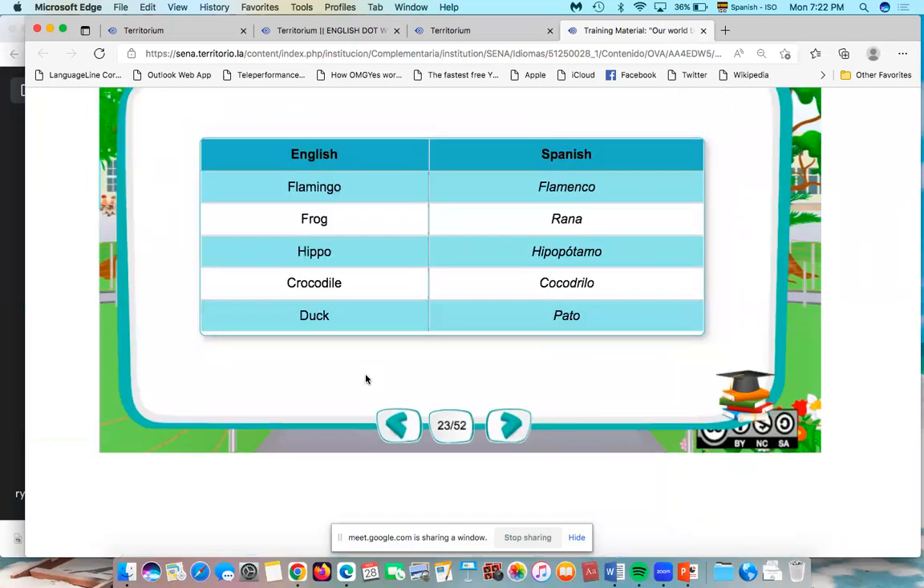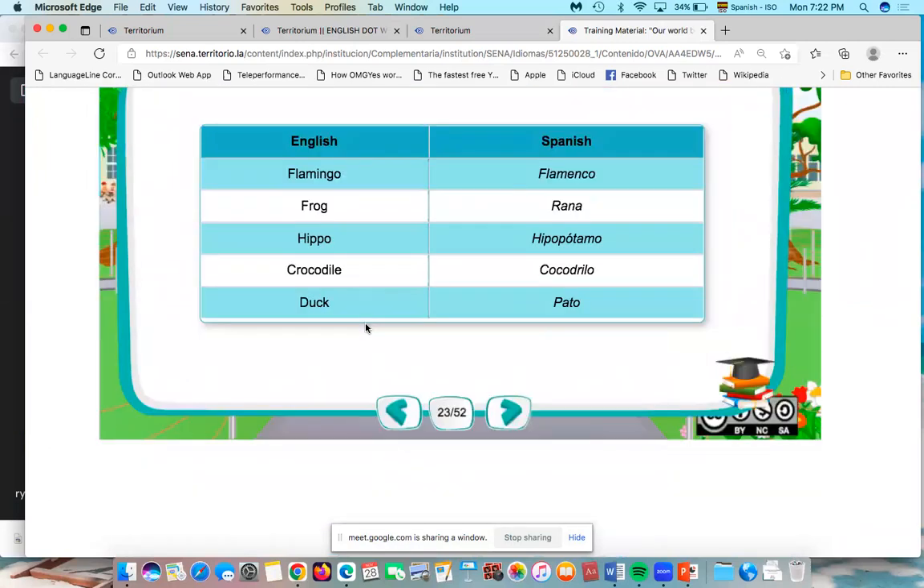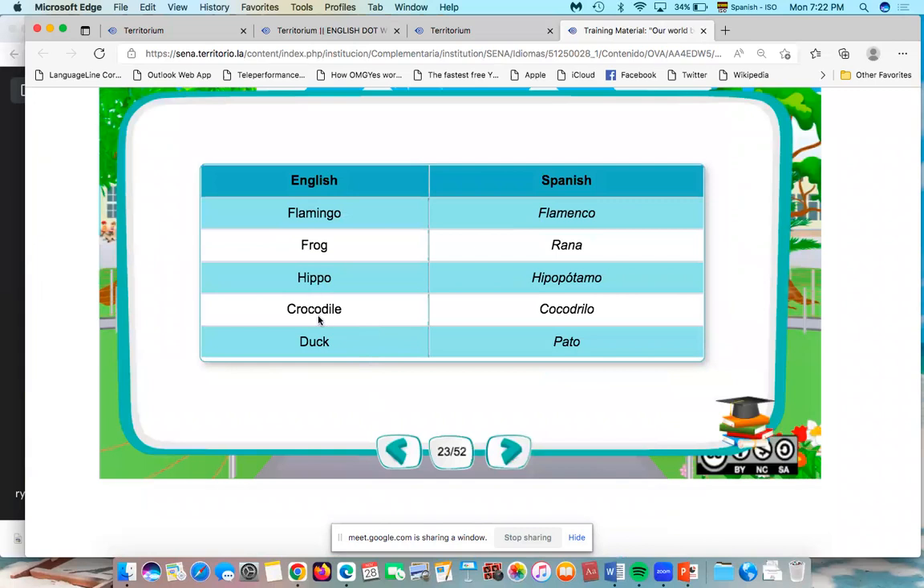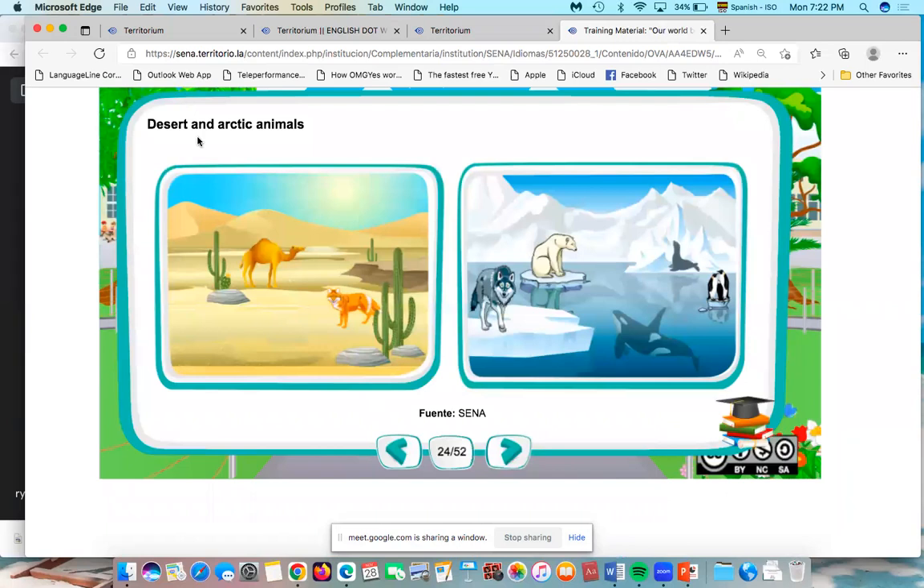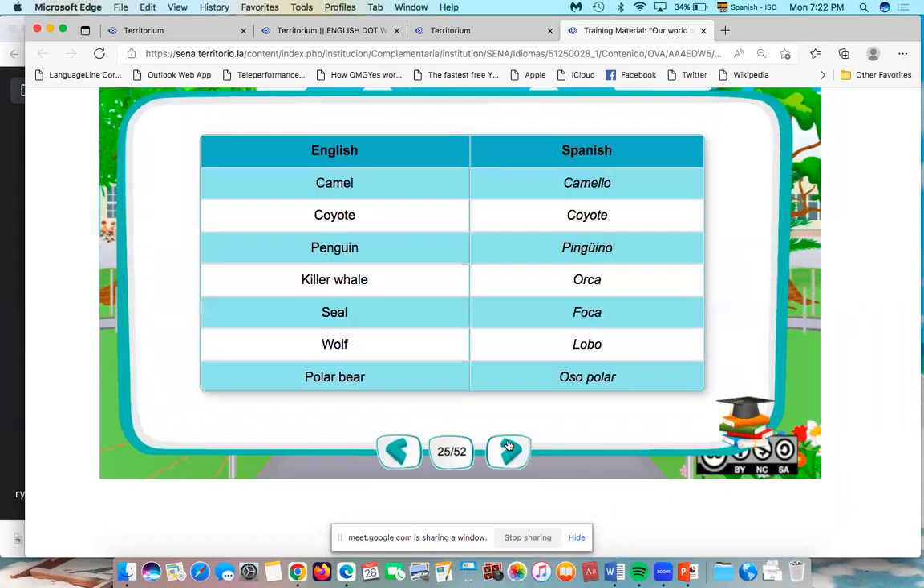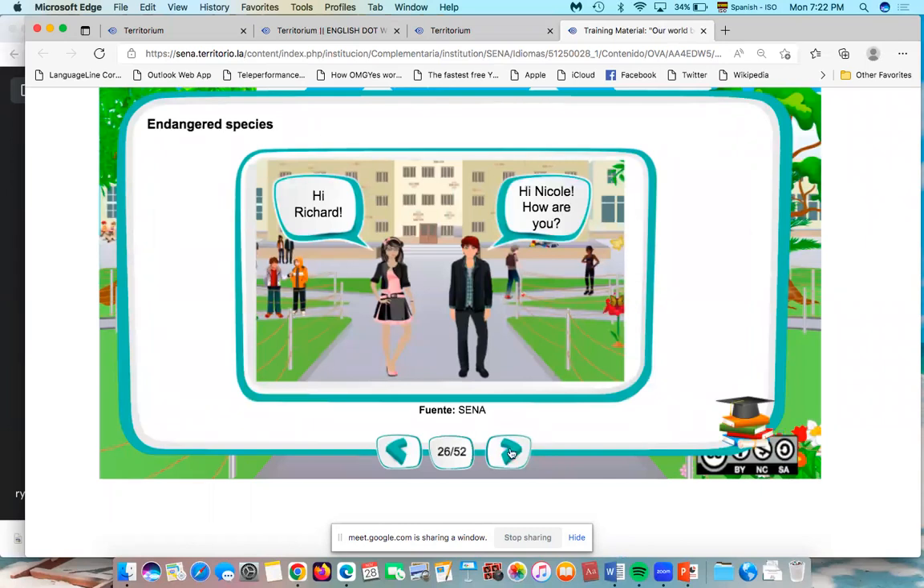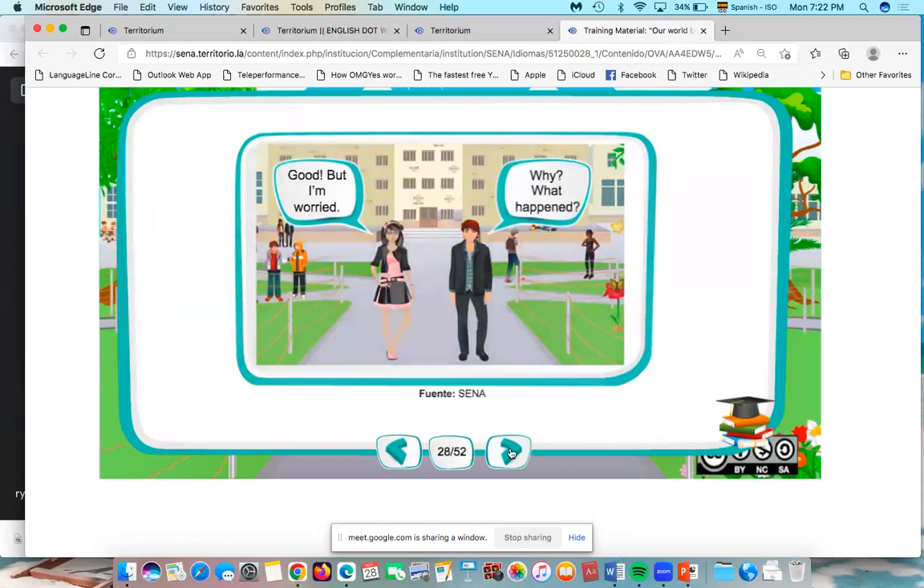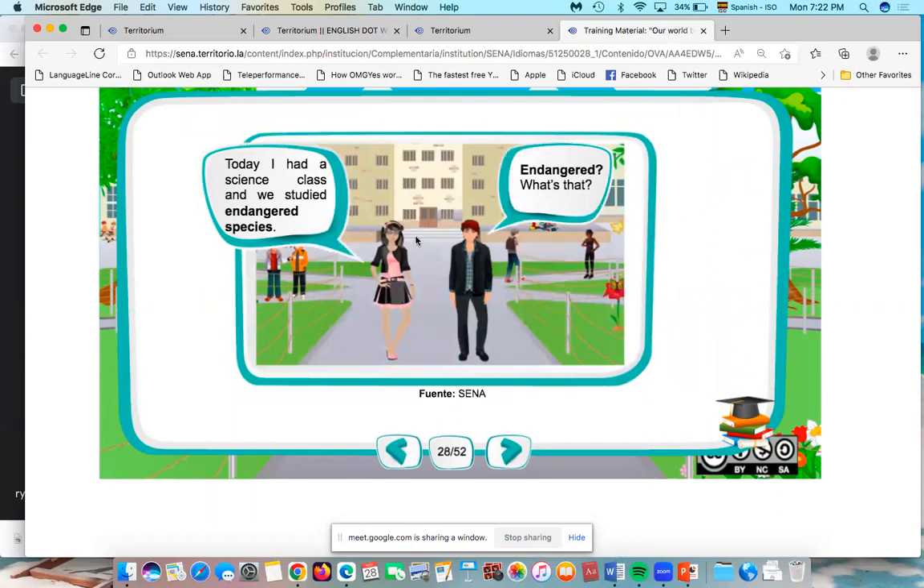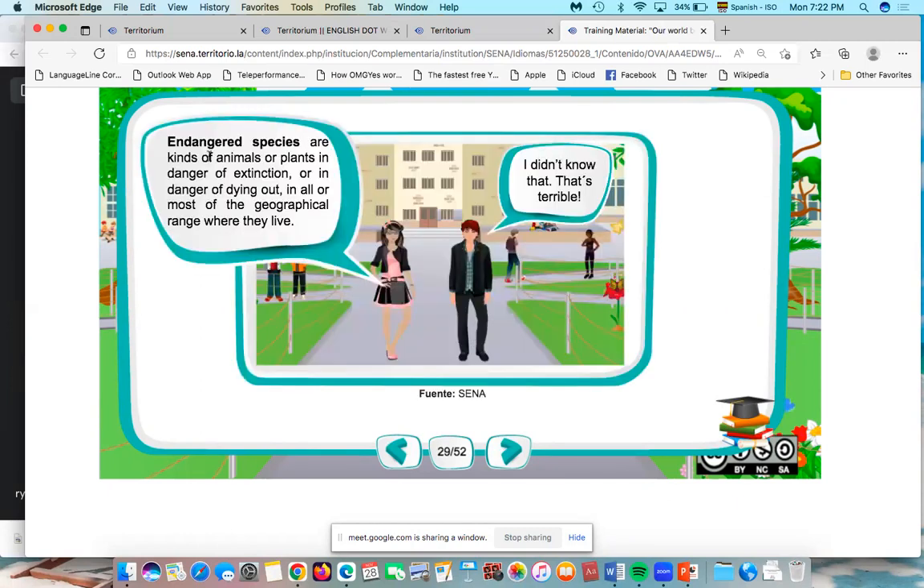And then we have the names of these animals: flamingo, frog, hippo, crocodile, and duck. And then we have these desert and Arctic animals, right? And then we have endangered species. Y aquí es donde empiezan a hablar de las especies que están en vía de extinción, endangered, right? And well, you have the definition here, right?